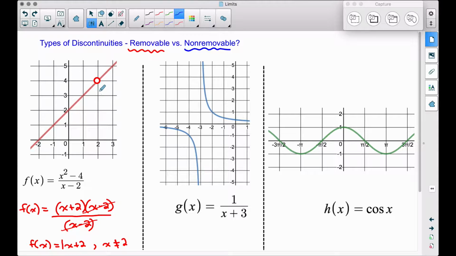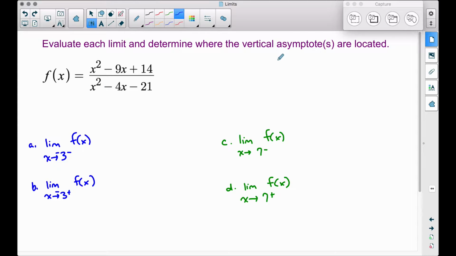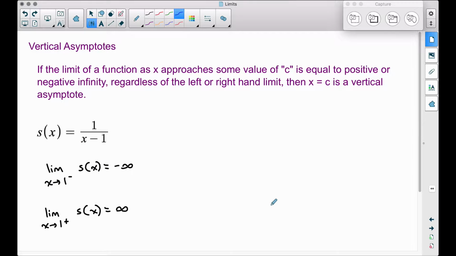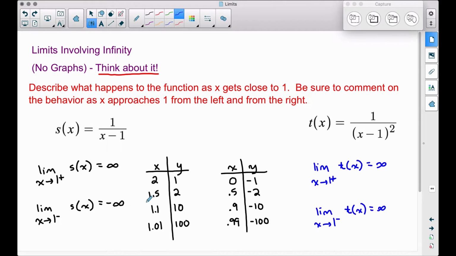It's just going to be a hole in the graph. We're going to see that in an example here. That example is right here, and that's going to be the main one that we cover in this video. But before we do that, I also want to hit on this example that we've already covered in a previous video as well. Notice right here, limits involving infinity.